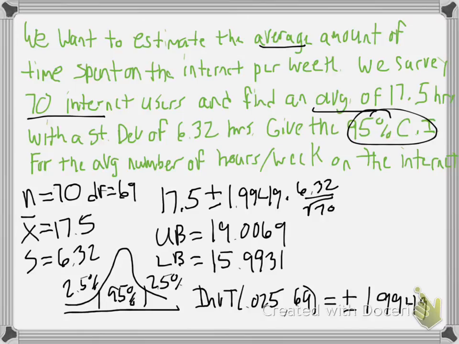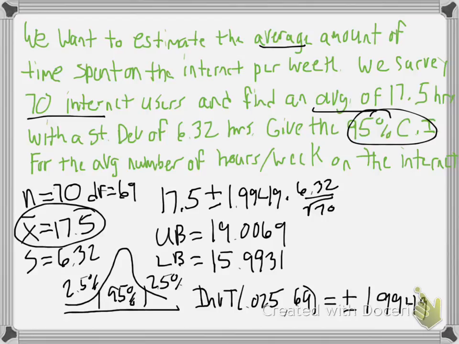internet is basically between 16 hours and 19 hours. Remember, our first estimate was 17.5 hours. If you want to find the margin of error, you could do 19 minus the 17.5, and that's 1.5 hours. So the way the news report would say it is that we're 95% confident that the average number of hours spent on the internet is 17.5 plus or minus 1.5 hours. So don't forget about those interpretations for your project.